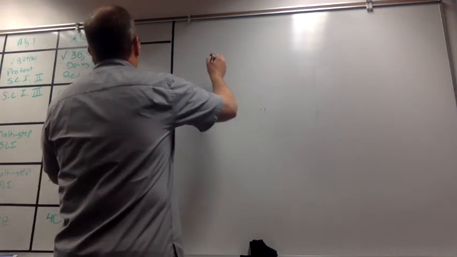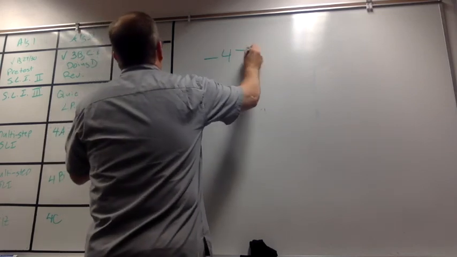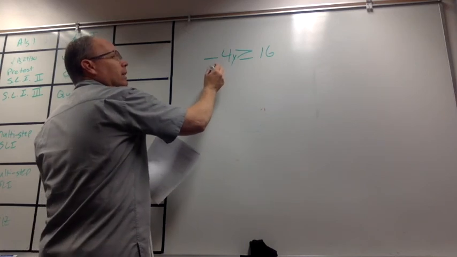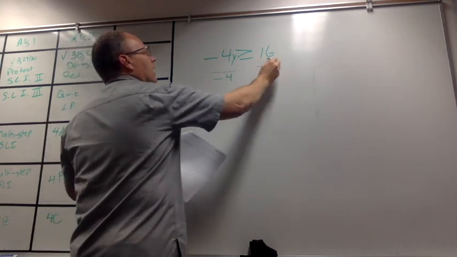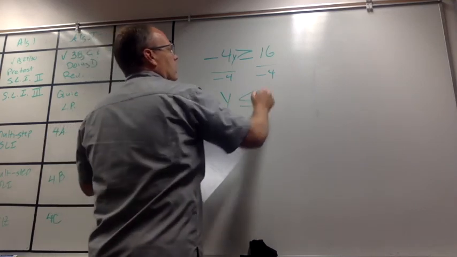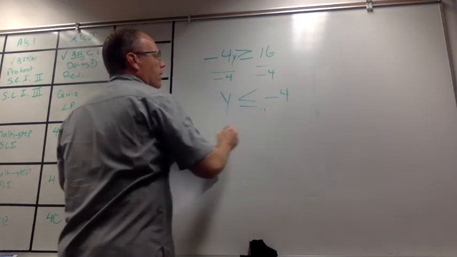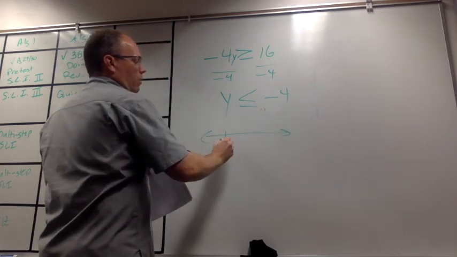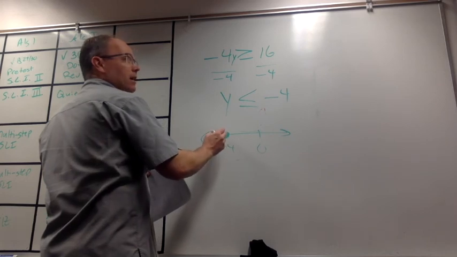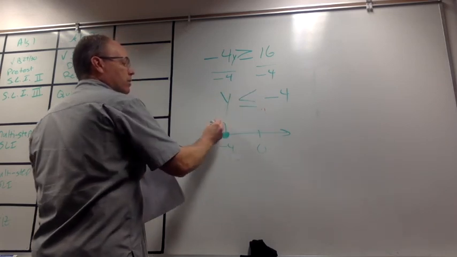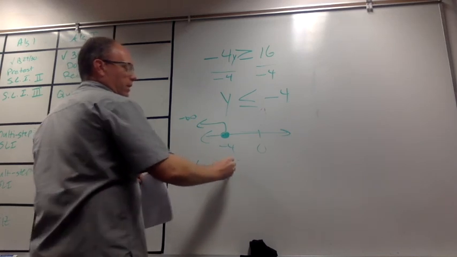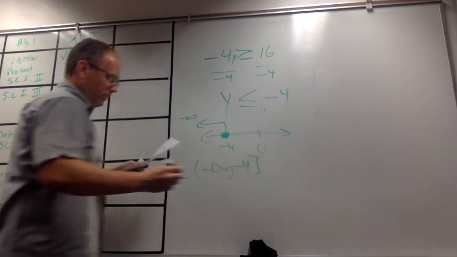Negative 4y is greater than or equal to 16. What should I do to both sides? Divide by negative 4. If I divide by a negative, what happens to my inequality sign? It switches. So 16 over negative 4 is negative 4. I have negative 4 here and 0 here. I have a solid dot, and it points to the left. In interval notation, I'm going from negative infinity to negative 4, square bracket.